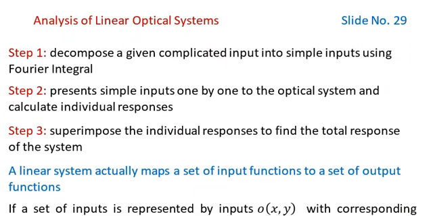Analysis of optical systems. If you want to analyze your optical system, step one is to decompose a given complicated input into simple inputs using Fourier integrals. So if your input is complicated, break it up into simple inputs. Step two is to present the simple inputs one by one to the optical system and calculate the individual responses, that is, the individual outputs. Step three is to superimpose the individual responses to find the total response of the system.